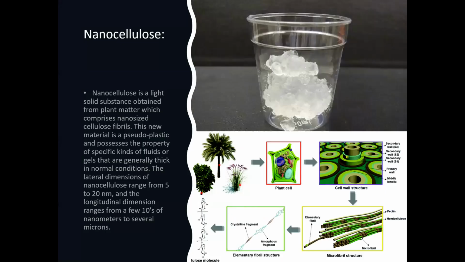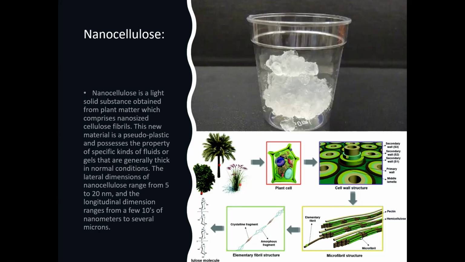So it's about cellulose. Now we're talking about the nanocellulose, the nano size unit of the cellulose. How the nanocellulose can be produced from the cellulose is due to the removal of the amorphous structures of the cellulose. So nanocellulose is a light solid substance that normally comes from the plant, which has a nano size in the cellulose fibers.